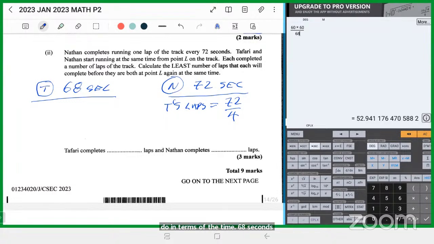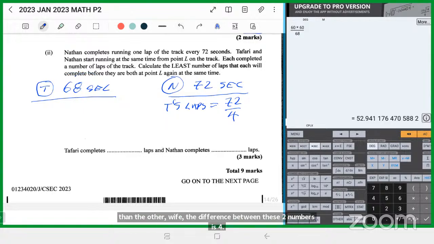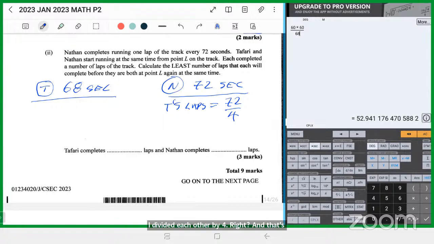So you go both ways. One is going to be 1 lap more than the other. Why? Because the difference between these two numbers is 4, and you divide each of them by 4, right? And that's the beauty about this, because 4 is a perfect factor of the two numbers here, right? So this now is going to be Nathan's laps.